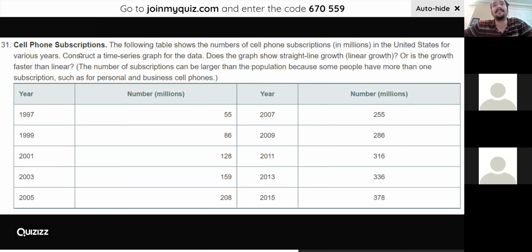The following table shows the number of cell phone subscriptions in millions in the US for various years. Construct a time series graph for the data. Does the graph show a straight line growth, linear growth, or is the growth faster than linear? The number of subscriptions can be larger than the population because you can have more than one subscription. You can have more than one phone.